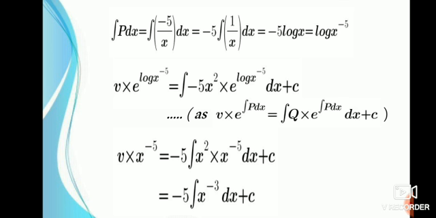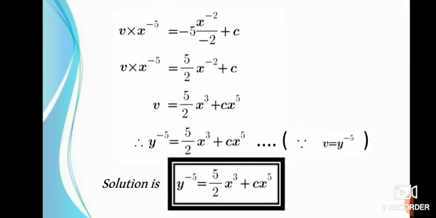v into x raised to minus 5, because e and log of x, log cancel, equals minus 5 integration of x square into x raised to minus 5 dx plus c, equals minus 5 integration of x raised to minus 3 dx plus c. v into x raised to minus 5 equals minus 5 x raised to minus 2 divided by minus 2 plus c. v into x raised to minus 5 equals 5 by 2 x raised to minus 2 plus c.